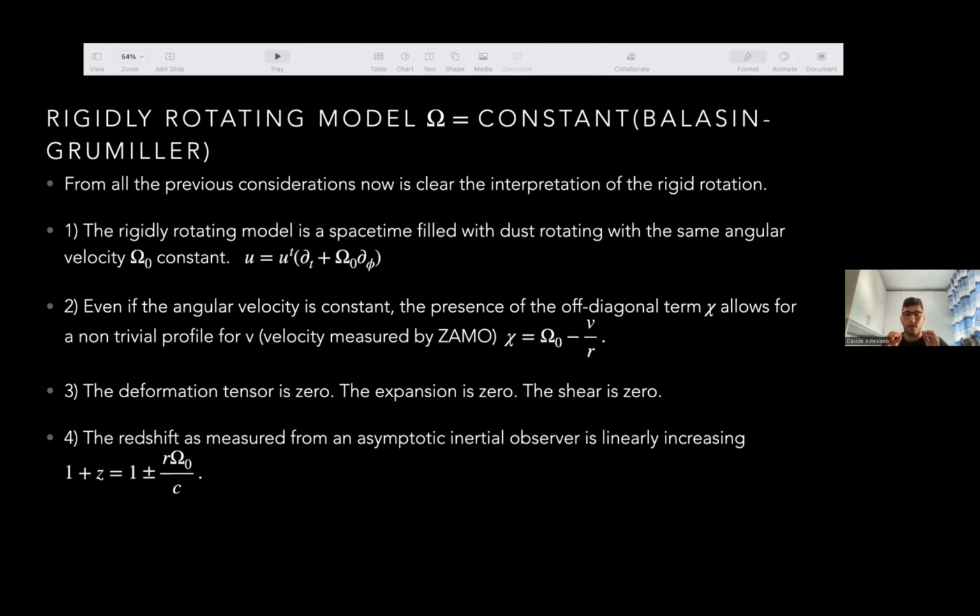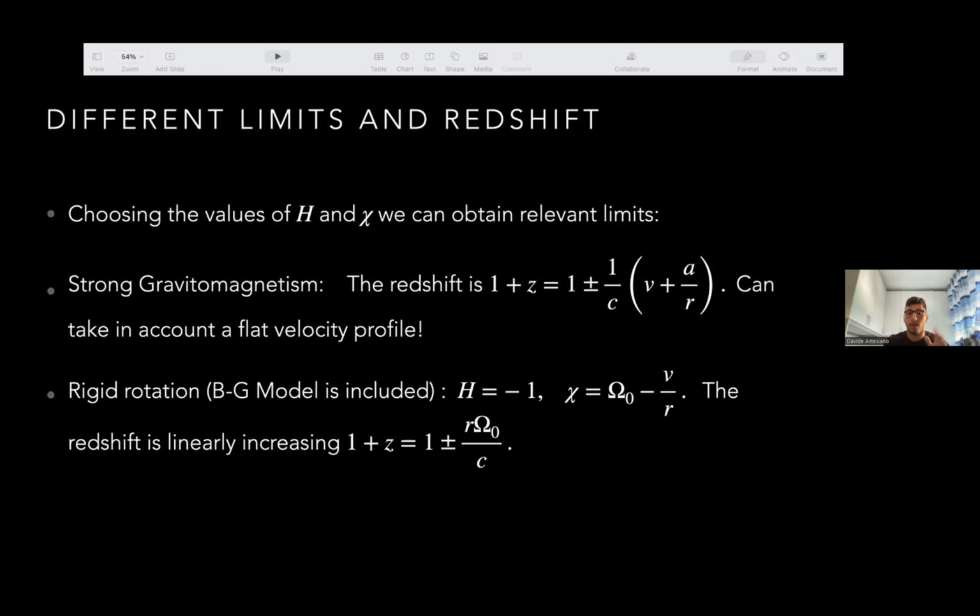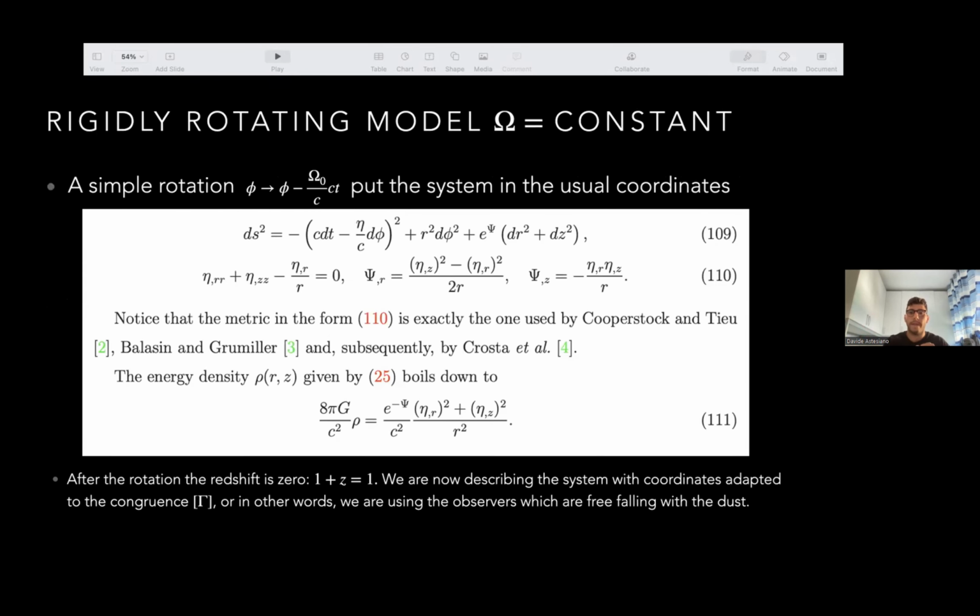Again, the deformation tensor is 0, the expansion is 0, the shear is 0. This is a general property for all the rigidly rotating models. And another property of all the rigidly rotating models is that the redshift is linearly increasing, for all the models that have h equal to -1 in our setup.